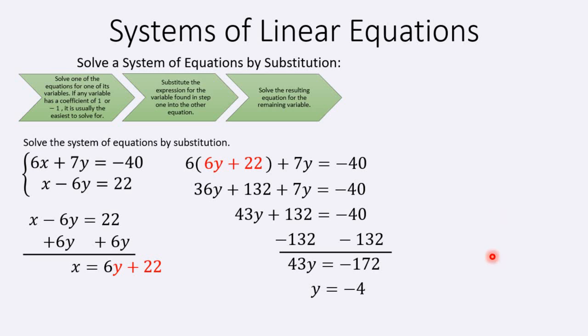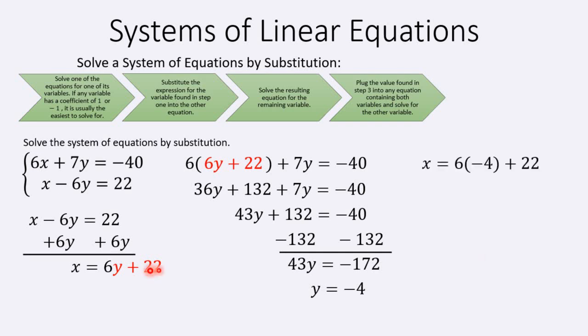Now I'm going to use this value for y. I'm going to substitute it into any equation that has both x and y in it, and then I'm going to find the value of x. The equation that I'm going to use is the actual equation where x is already solved for. This one here that I solved originally. I'm just going to plug in -4 for the value of y, and then I'm going to simplify the right-hand side. 6 times -4 is -24. And then -24 plus 22 is equal to -2. So there I have the value of x.